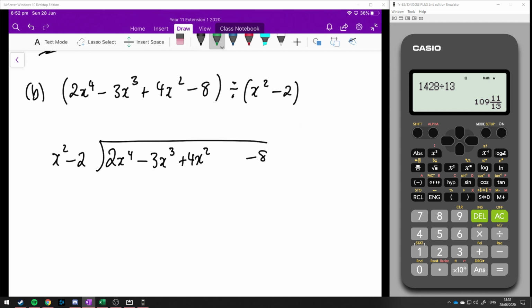2x to the power of 4 divided by x squared. Okay, so that is this one divided by this one. Okay, first divided by a second. So by doing that, we're going to get 2x to the power of 2. Okay, now we're going to do 2x to the power of 2 times x squared, which is 2x to the power of 4, like we should have, because when we take it away, we want it to disappear. And now for this one, we're going to do 2x squared times negative 2.